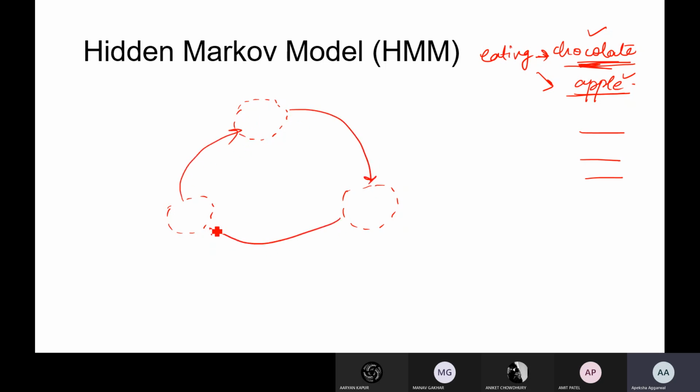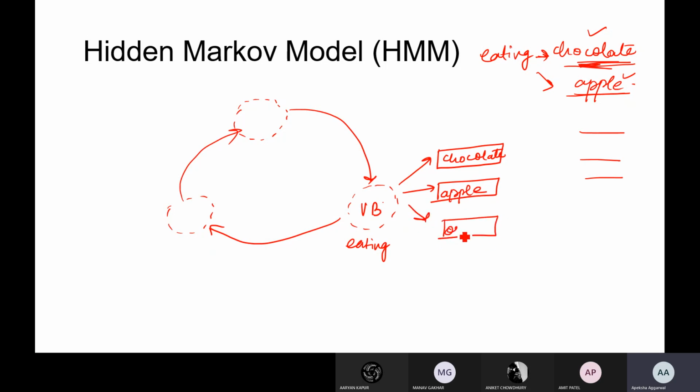And what it will do is, at this time, if it has reached this state, this is a hidden state. Now if I have reached this, suppose this was verb, eating. Okay, so if my model has reached this state, what are the chances that the next word is chocolate? What are the chances that the next word is apple? What are the chances that the next word is orange?